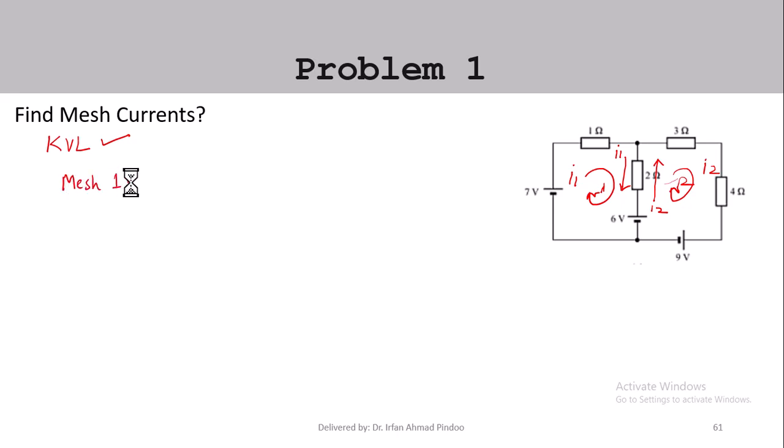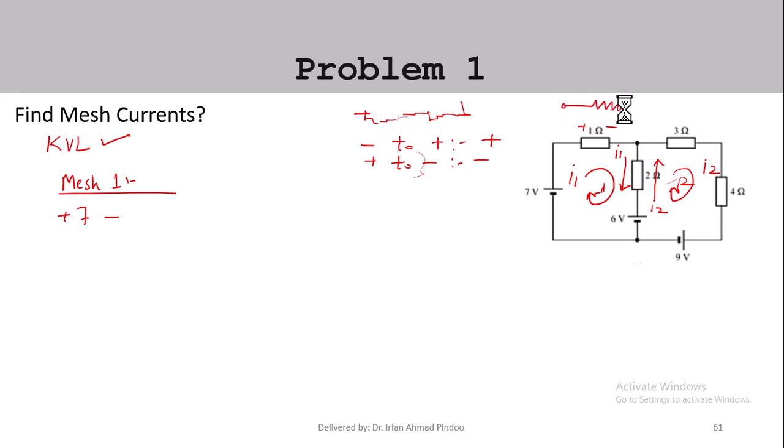Now we will apply mesh analysis in mesh 1 first of all. We will write KVL in mesh 1, following the sign convention that I told you: plus to minus will be minus, and minus to plus will be plus. So this we have noted down. Now we can write the equation: plus 7 minus, because we are moving from plus to minus here, as per the direction of current. We should know this concept that suppose we have a resistor and current is flowing like this, so current will enter from plus and leave from the minus, so that makes this plus and this minus. So we can write minus 1 into I1 minus 2 times.